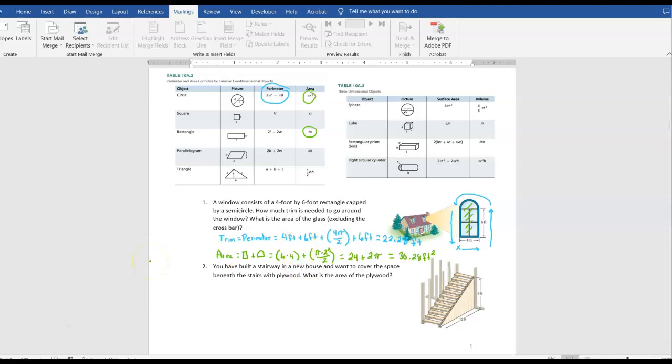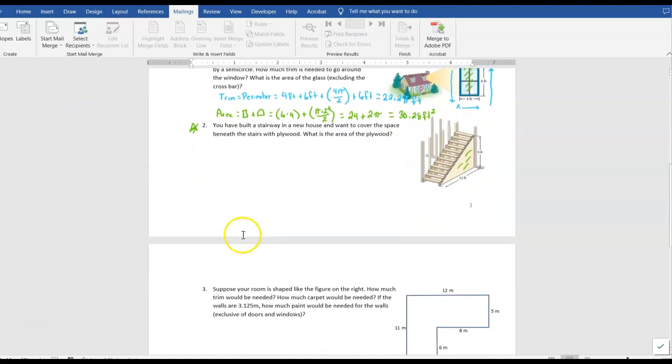So I'm going to have you guys in your teams work on number 2 and present that problem. But here we want the area of the plywood. So we're looking for this area down here. And for a triangle, we know that the area of a triangle is going to be 1/2 times the base times the height. All right, so let's take a look at the next problem.